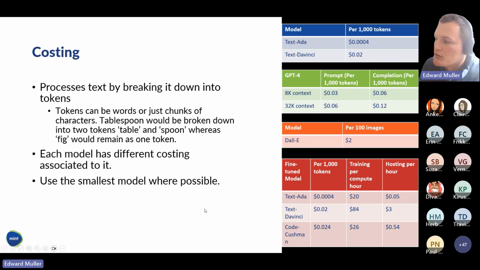And then costing. Costing, especially with the text-based models, is token-based. Tokens can be words or just chunks of characters. So the word tablespoon would be 2 tokens, table and spoon, but a smaller word like fig would remain 1 token. If we look at the DaVinci and Ada text-based models, per 1,000 tokens, that is what you will be paying. And for DaVinci, that is quite a bit more.